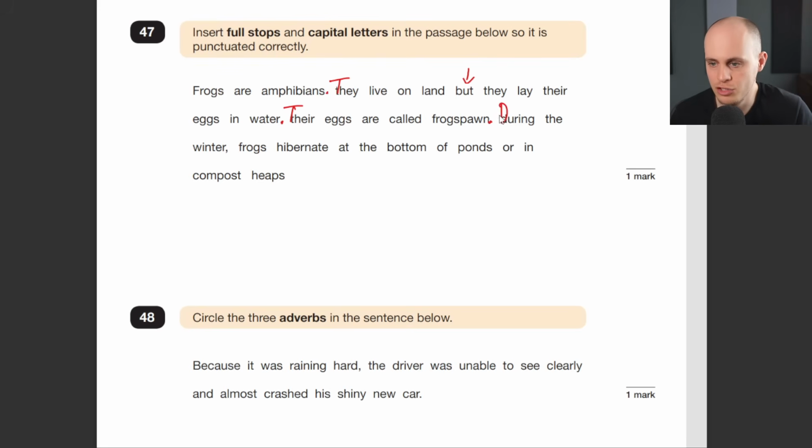During the winter, this is an adverbial. Frogs hibernate at the bottom of ponds or in compost heaps. Classic trick. They actually write a question like this every single year that I've seen in the SATs, where you get this fronted adverbial that's not been punctuated that sounds like it could go with the sentence before. I think I did a video on this recently. Go and check it out on our YouTube channel.